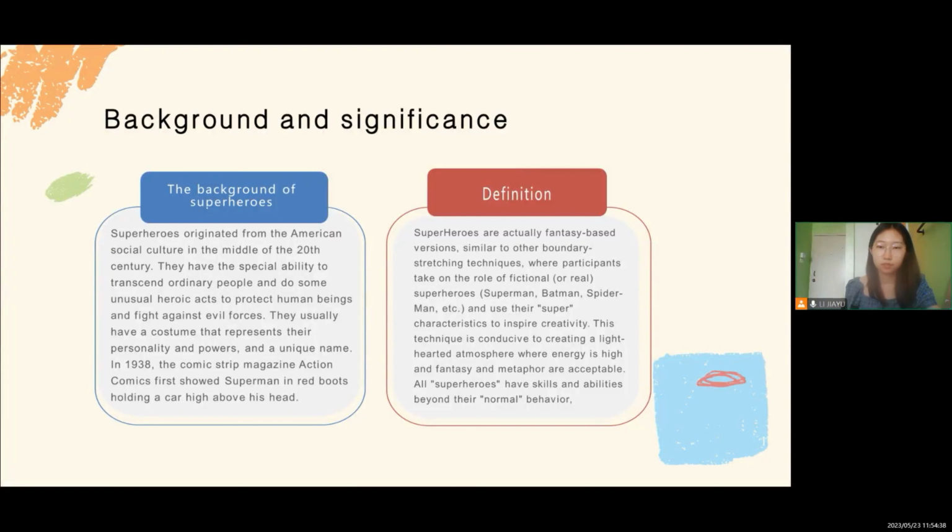The second point is about significance. Patients take on the roles of fictional or true superheroes like Superman, Spider-Man, and Batman, and they use their super skills to inspire creativity. Their skills help to create a relaxed environment.